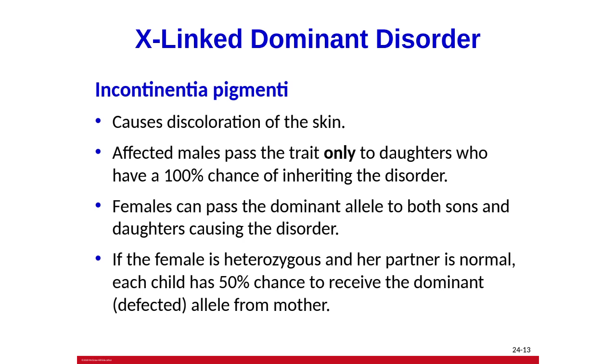However, if you do have a daughter, because it's dominant, she will have a 100% chance of inheriting the disorder. Females can pass the dominant allele to both sons and daughters, causing the disorder. So if the female is heterozygous and her partner is normal, then each child has a 50% chance of receiving the dominant or defective allele from the mother. Okay, that's it for the X-linked diseases.